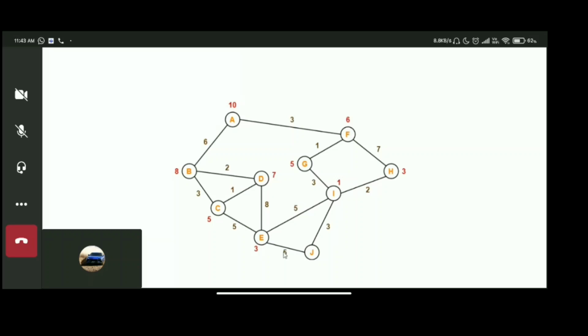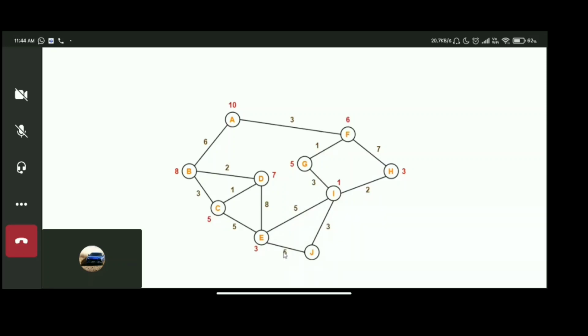We are starting with A. For A, f of n equals g of n plus h of n. G of n is equal to 0. Heuristic function cost is 10. So for A, f of n is equal to 10. Then you will explore the path A to B, and another path is A to F.